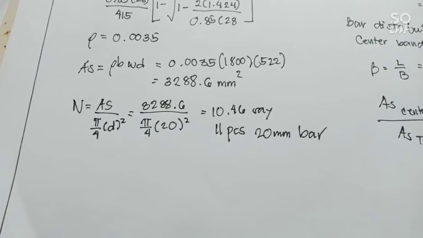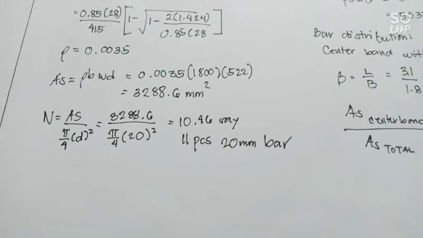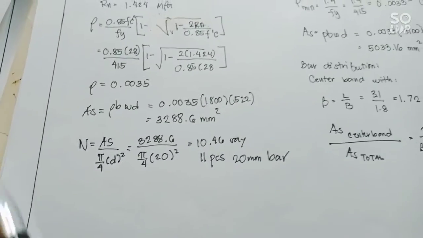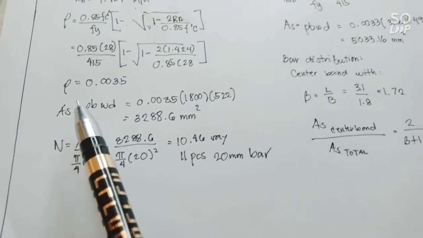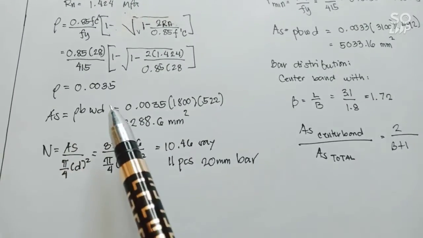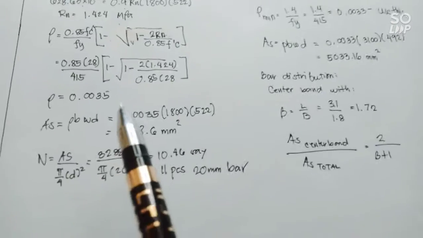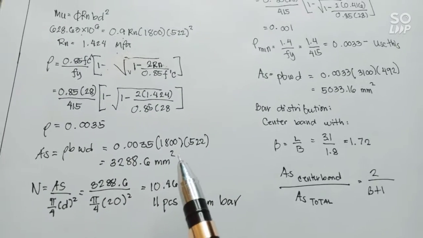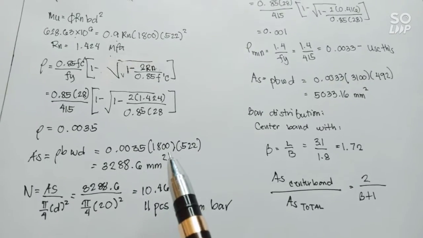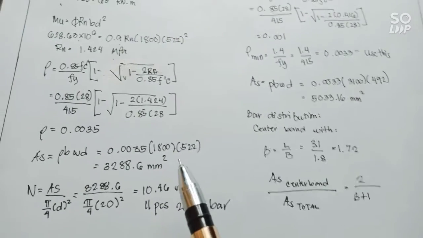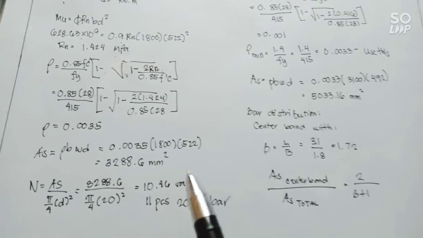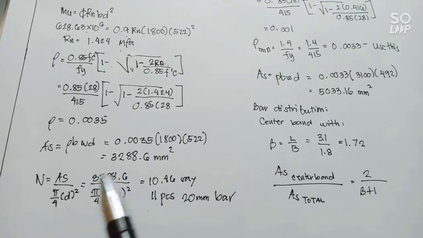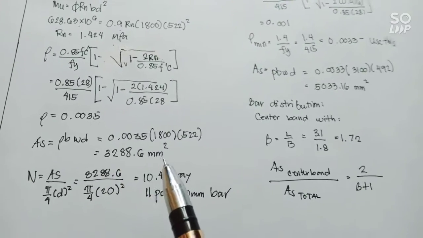Next, we proceed to the equation of the area of the steel reinforcement, which is As, that is the formula of rho times b times d. So equate the values. So our rho is 0.0035 times the width of 1800 millimeters times our d, which is 522. So our area of the steel reinforcement is 3,288.6 millimeters squared.